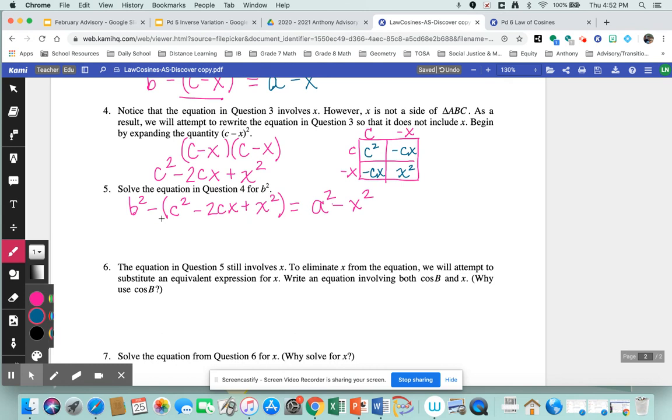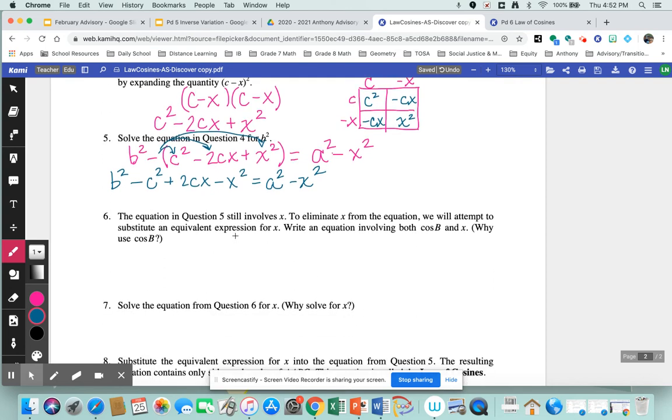Now this minus out here means that everything inside the parentheses becomes its opposite. So we need to first rewrite that because that's a big mistake people make. So it should be b squared, now it's minus c squared because that's its opposite. Minus a negative means plus 2cx, minus a positive, that means minus x squared. So I'm just distributing that negative or that subtraction right there to make sure that I don't forget to change a sign anywhere.